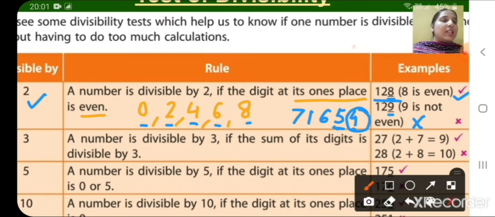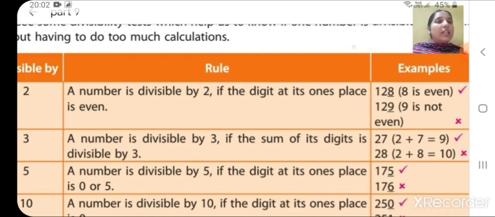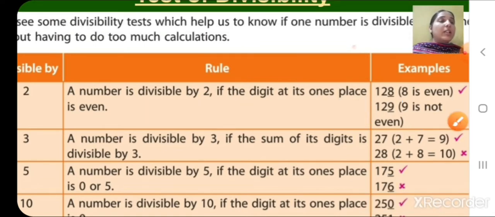If you see these digits at the ones place, then without doing any calculation, without doing any division, you can easily say that yes, it will be divisible by 2. Got it, children? Now, that was the test of divisibility by 2. Now, if you have to see whether a number is divisible by 3 or not, then what do we do? We find the sum of its digits. So, you just see here, a number is divisible by 3 if the sum of its digits is divisible by 3.